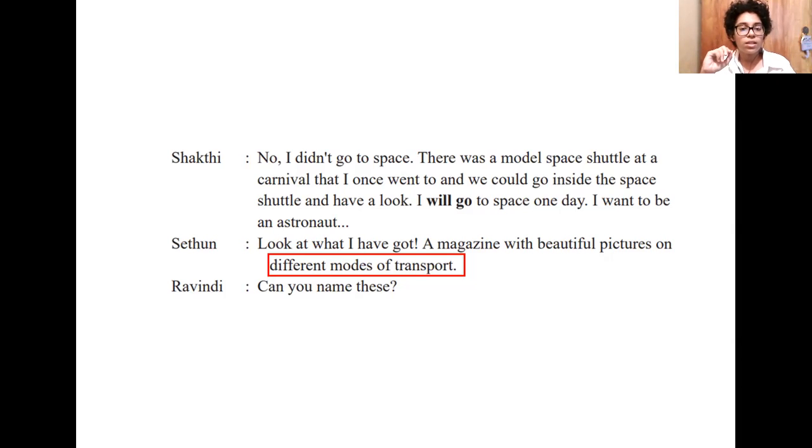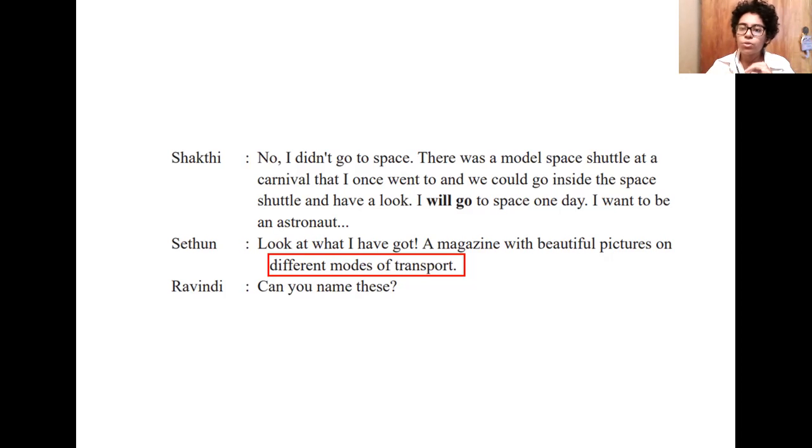So Saturn says, look at what I got, a magazine with beautiful pictures on different modes of transport. Now look, they talked about many things. They talked about aeroplanes, trains, trams, monorails. Now they say there is another magazine, and in it there are more transportation methods. Different modes of transportation. So now we all know that there are different types of transportation.